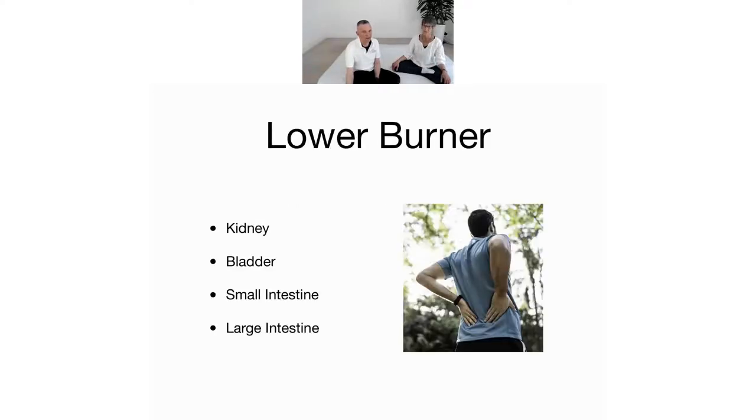Okay, here we go. So now we're on to the next stage. There's lots and lots of interesting stuff on the chat there. We're keeping an eye on it. We'll come back to the questions in a minute. Yeah, so the lower burner, we're going to look at the kidney, bladder, small intestine, and large intestine meridians.